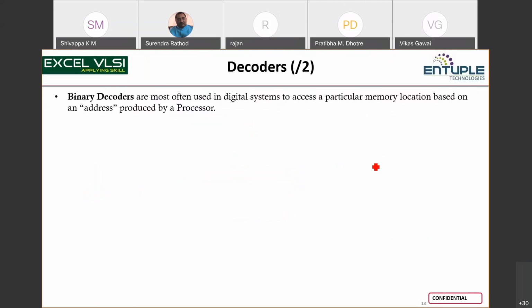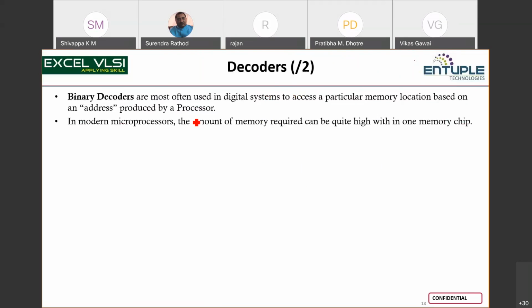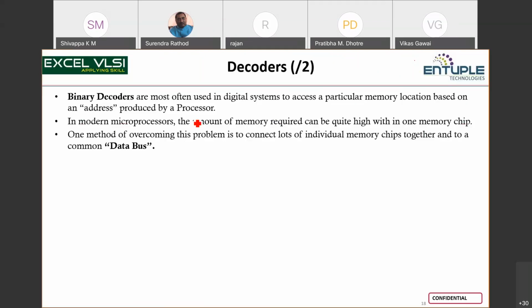The application of a decoder is very interesting and very important to understand. You all have used memory and the memory subsystem, right? So how do you select a particular memory chip in order to address it? That is done through a decoding technique, using decoders.